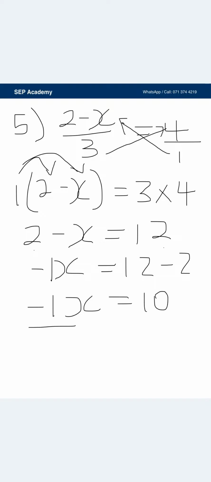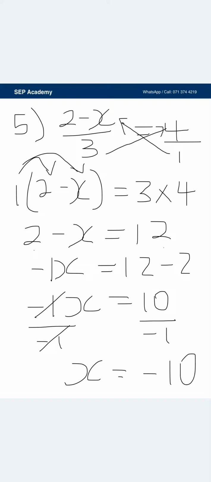Now you need to detach that negative 1. Can you see? You detach it, it removes completely. Then your x will be equals to 10 divided by negative 1. It will be negative 10.